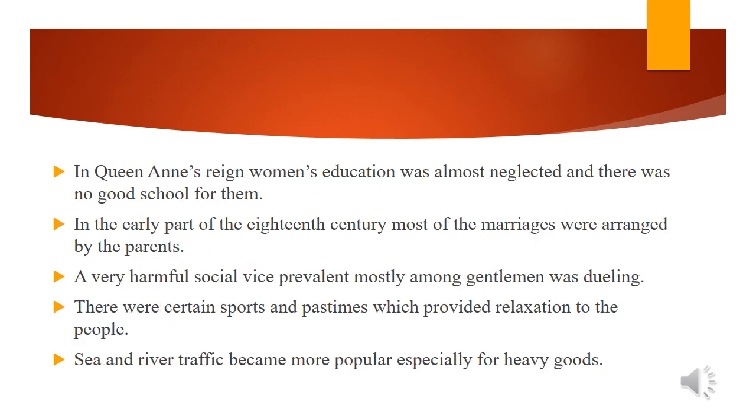In Queen Anne's reign, women's education was almost neglected and there was no good school for them. In the early part of the 18th century, most of the marriages were arranged by the parents. A very harmful social vice prevalent mostly among gentlemen was dueling. There were certain sports and pastimes which provided relaxation to the people. Sea and river traffic became more popular, especially for heavy goods.